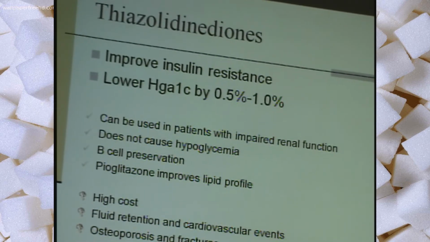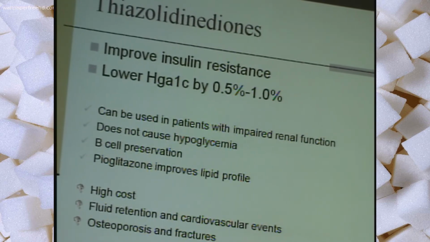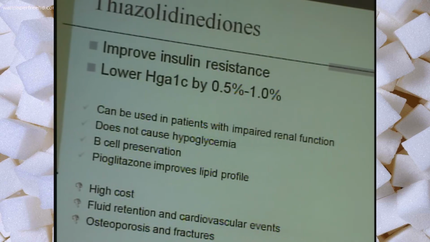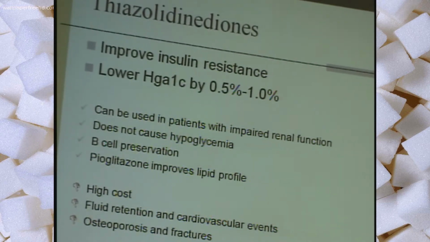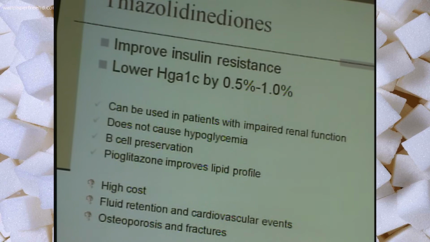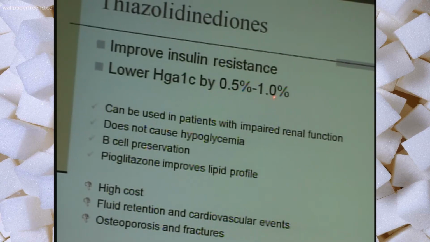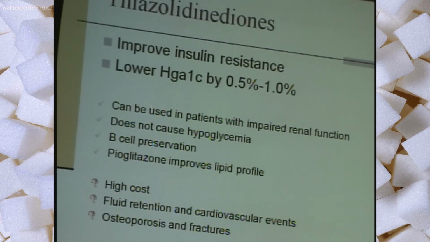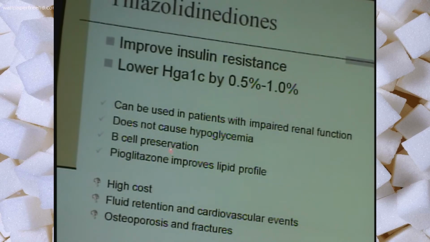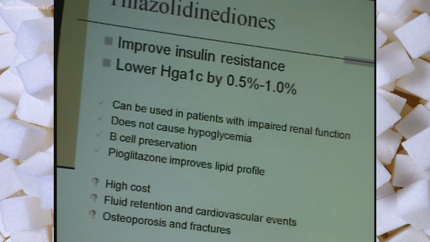TZDs. TZDs are very good medicines. They improve insulin sensitivity by inducing maturation of the fat cells in the subcutaneous tissue. So it causes redistribution of fat, and all the fat that is accumulated in the peritoneum is redistributed to the extremities, and that's how the insulin resistance drops. It lowers hemoglobin A1C by 0.5 to 1%, and it has all these good things. It doesn't cause hypoglycemia, and it can be used in patients with impaired renal function. It has beta cell preservation and improves lipid profile, but it has big caveats.